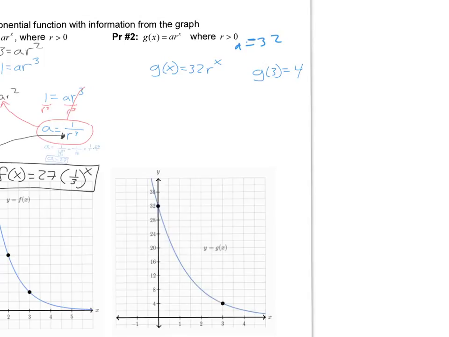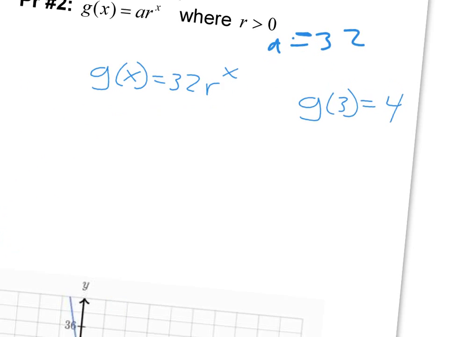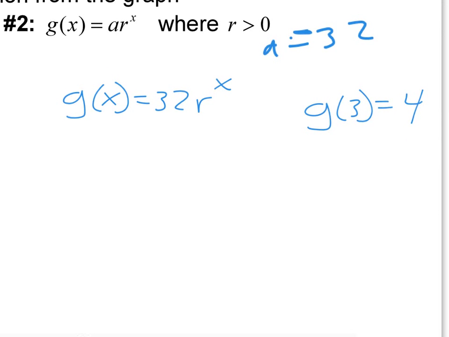Okay, well, hopefully you gave it a try. I'm just going to walk you through this a little bit. So I first just wrote the function out, g of x equals 32 r to the x. I put in the 32 for a, since I already know that's my a value, my initial value. And then I also know that when x is 3, the function is 4, or y is 4. So I went ahead and said g of 3 equals 4. So I can use that information to plug in to my function.